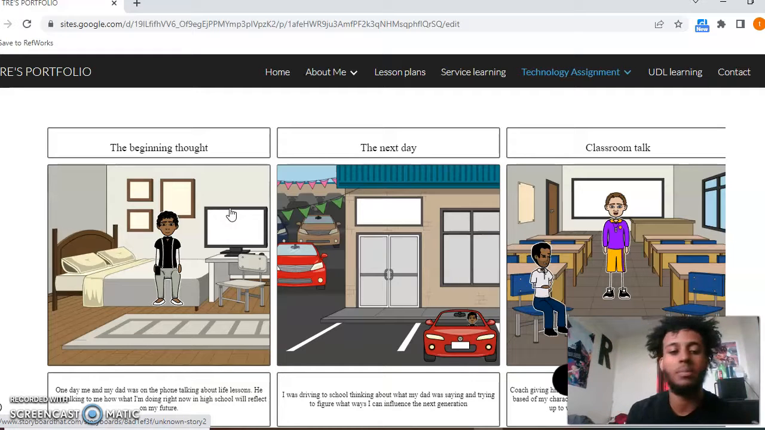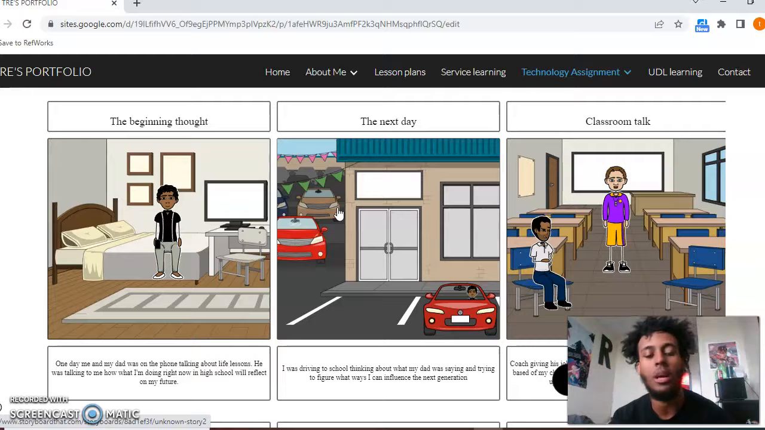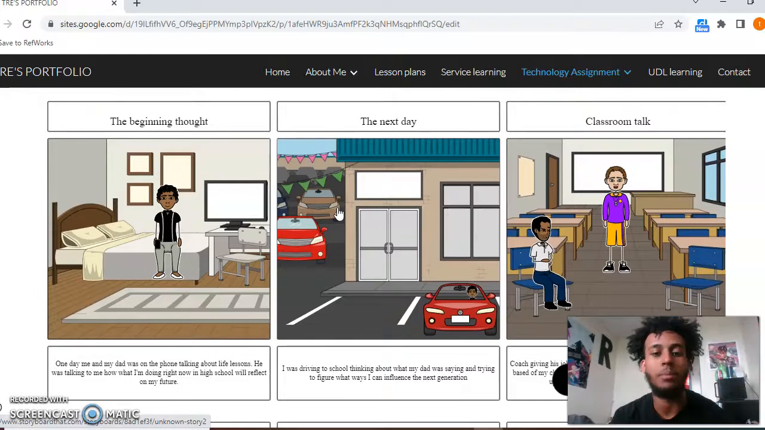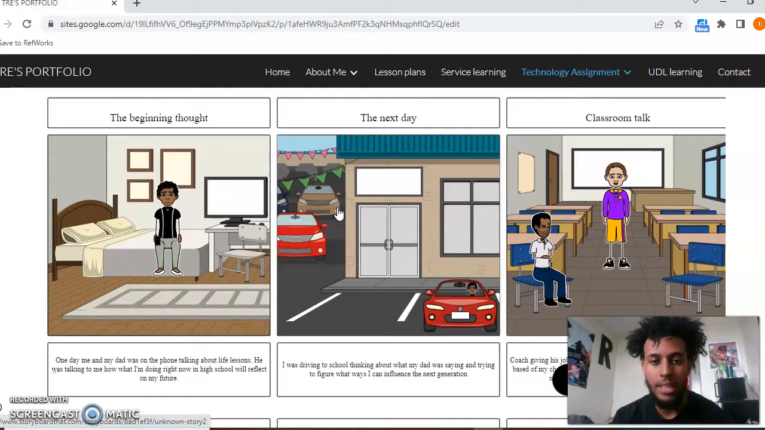This takes a part of the learning opportunity. It allows students to collaborate with each other, see what they're thinking about, critically think, and come together as a group or as an individual.